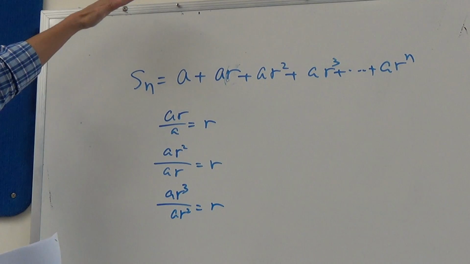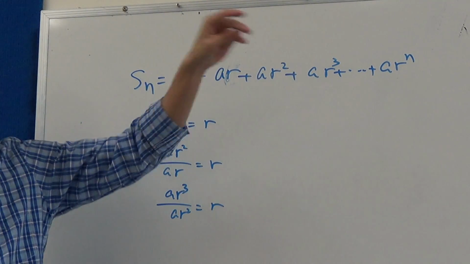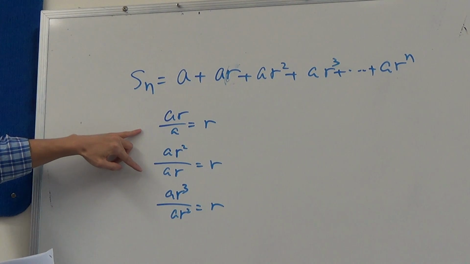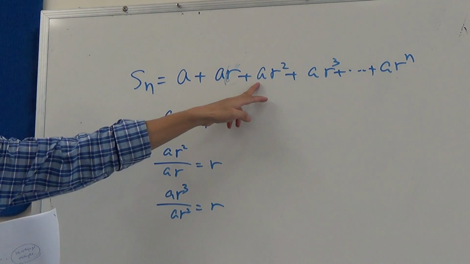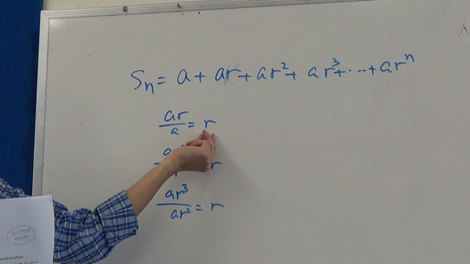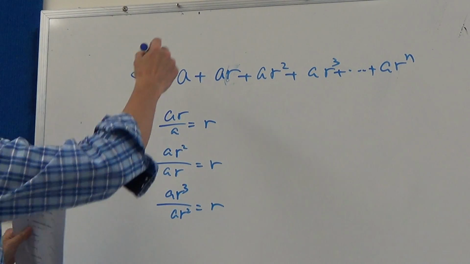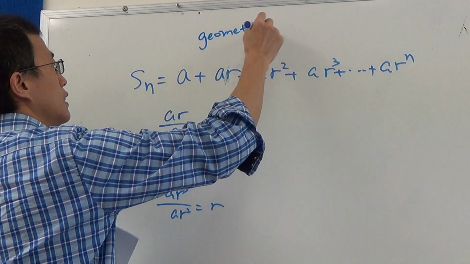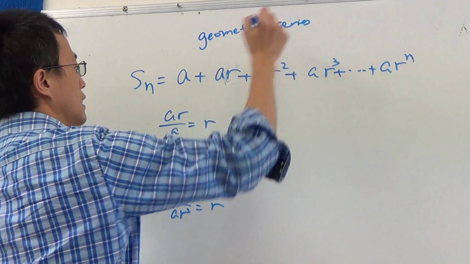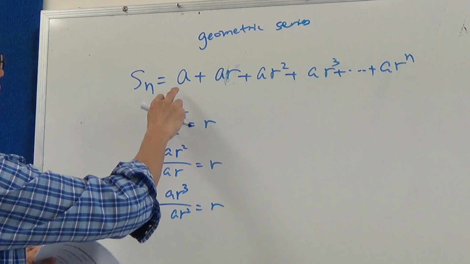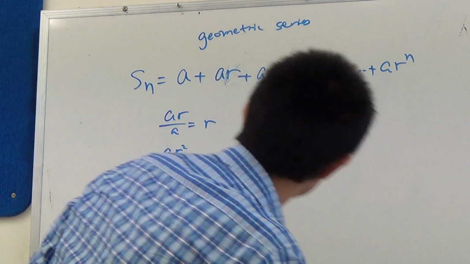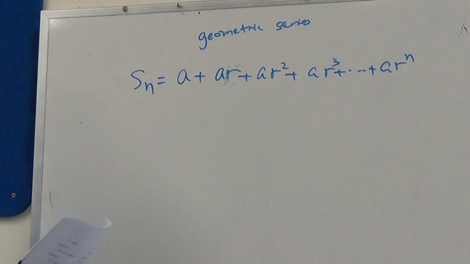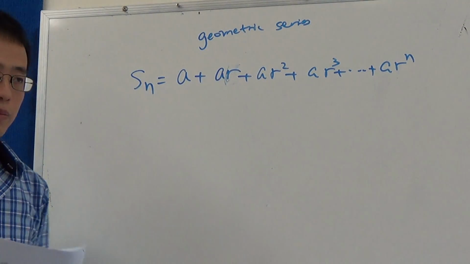So clearly, if we do this for all the n terms, we are going to find that the next term divided by the previous term always gives this common ratio. And we call this a geometric series. R is the common ratio, A is the initial term. So our aim is to find the formula for the sum of these n terms.